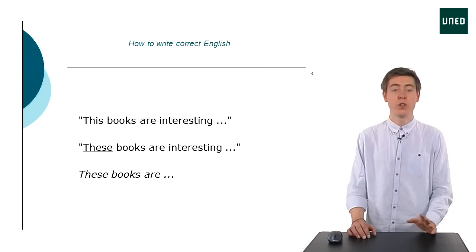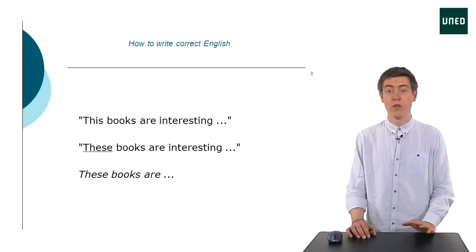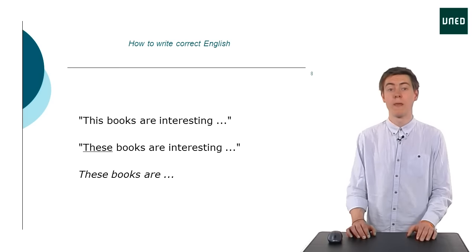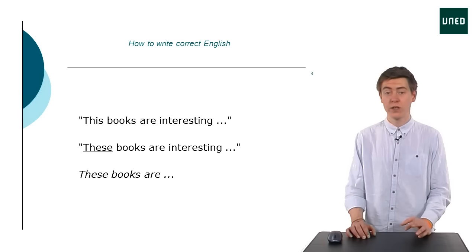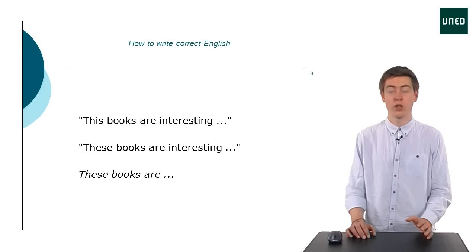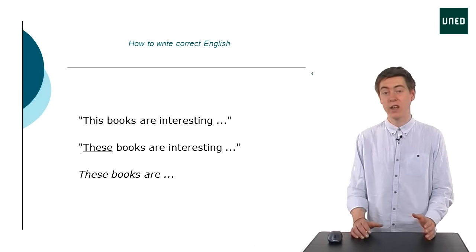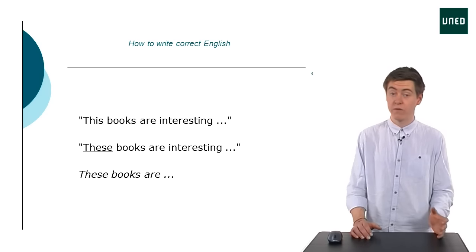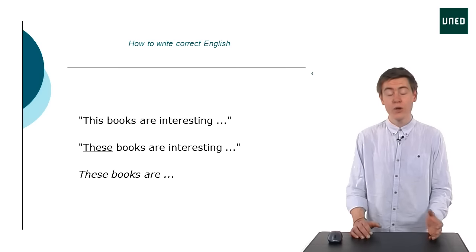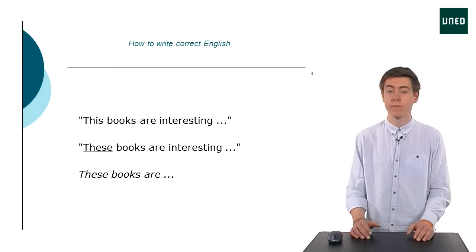Now, I want to introduce you to a tool that will help you a lot. The British National Corpus. The British National Corpus is a huge online corpus of correct English. A corpus is a large collection of texts which is held on computer and can therefore be accessed electronically. And in the case of the British National Corpus, you can access it online.